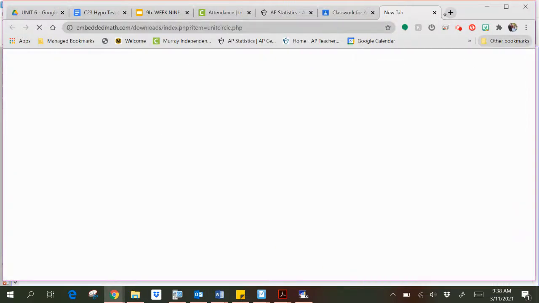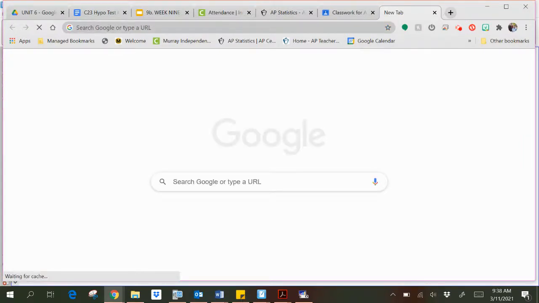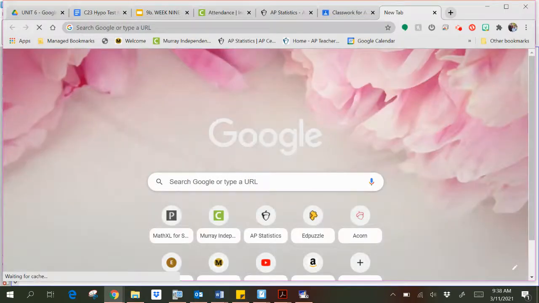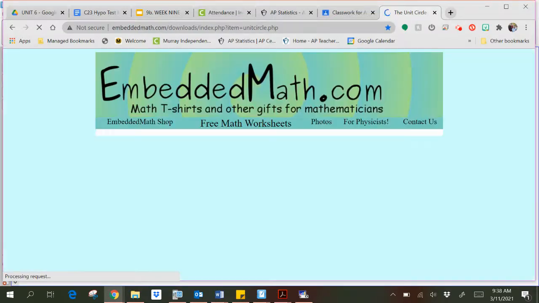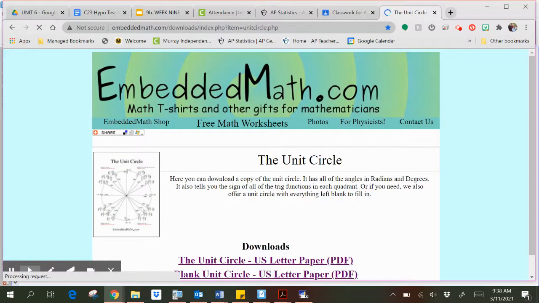If you have a unit circle with you, you can get it out, and if not, you can look at mine. I'll have it on the screen because we're going to use the unit circle to answer these questions.